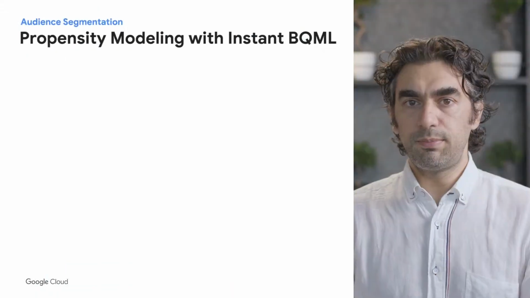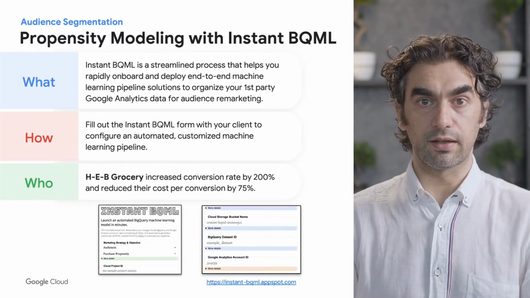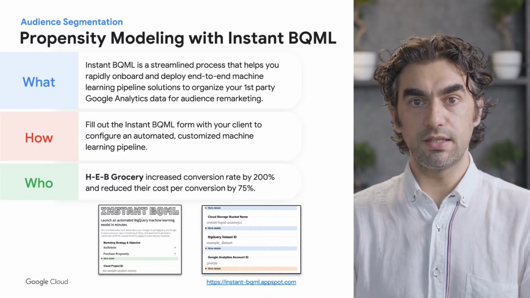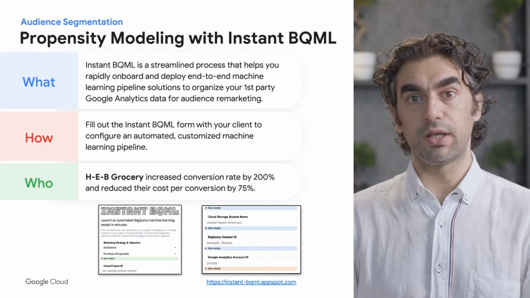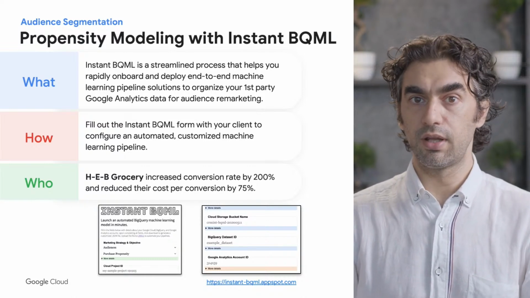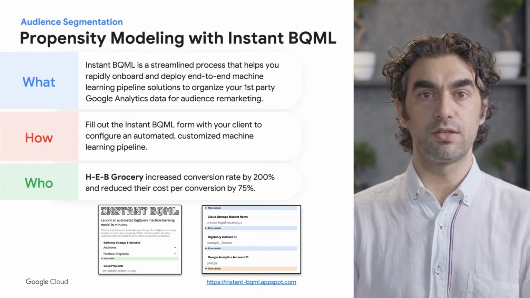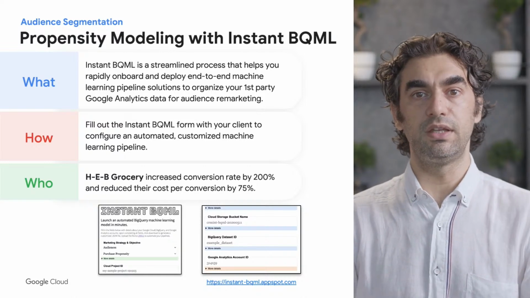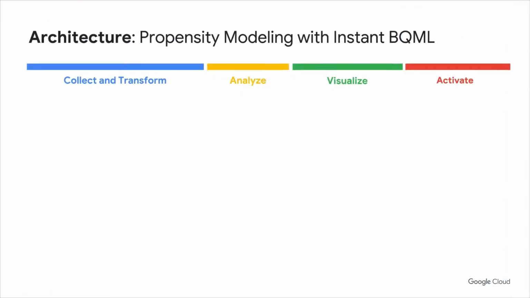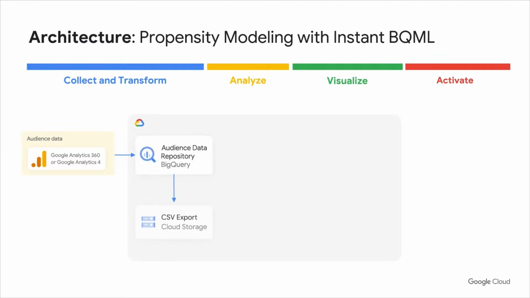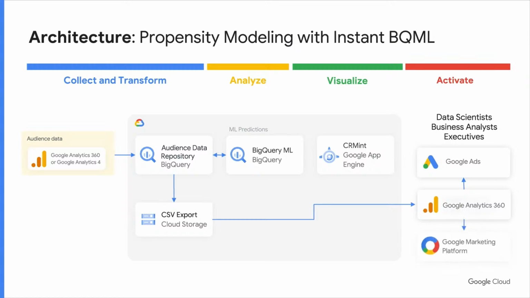Instant BQML is the easiest way to actually calculate propensity scores leveraging your existing web analytics data, and it works with both Google Analytics 360 and Google Analytics 4. It is essentially an application that runs on AppSpot, where you can easily enter your Google Cloud information and Google Analytics dataset information, which then automatically returns propensity scores of these users based on specific events that you might define within your BigQuery platform. Once we have the audience propensity scores based on Google Analytics data, we can store them into BigQuery and then activate them on marketing channels as you see fit for your business.